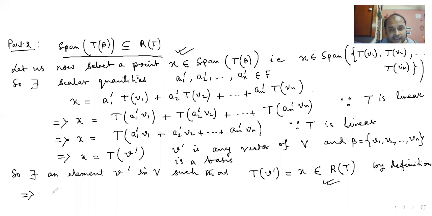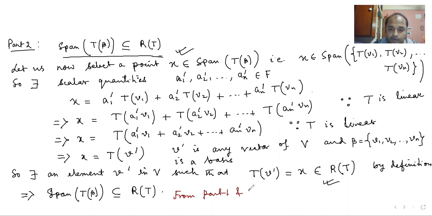So from there, by set theoretic rule, we can write that the span of T of beta is a subset of R(T). From the above two parts, from part 1 and part 2, we conclude that the span of T beta is equal to R(T). So this proves our result.